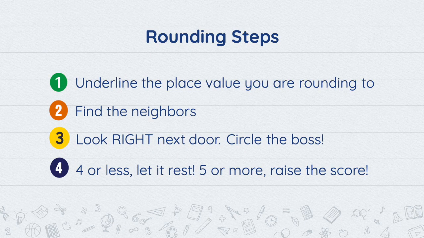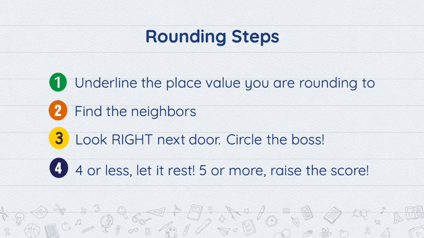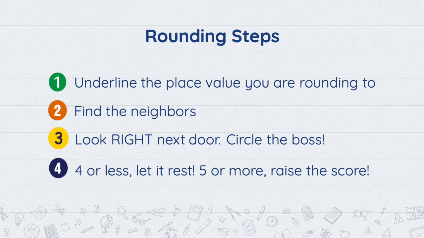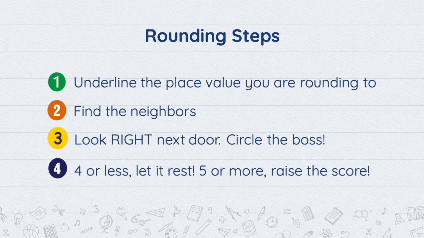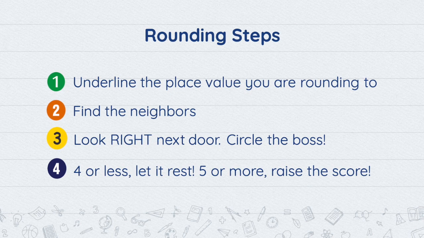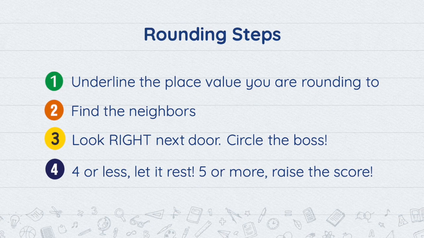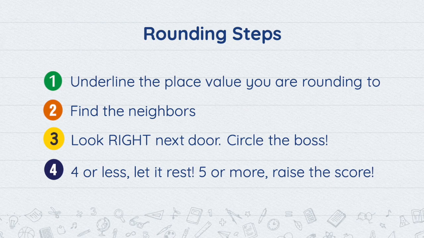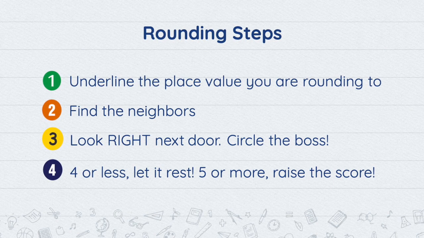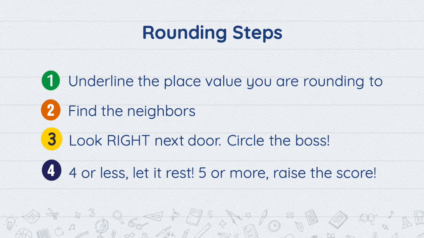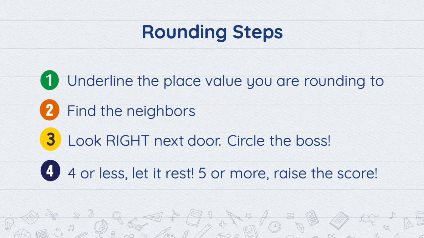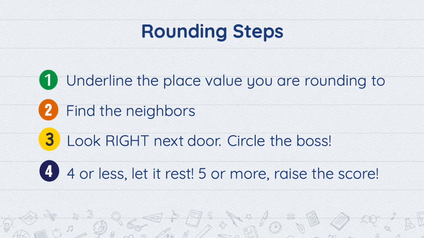Step number 1, you underline the place value you are rounding to. Sometimes you have to round to the nearest tens, sometimes you have to round to the nearest hundred. So always underline the value that you have to round to, so your brain always remembers what is the value that you were thinking about. Step number 2, find the neighbors. I have to find which number lives before and which number lives after the number that I have.